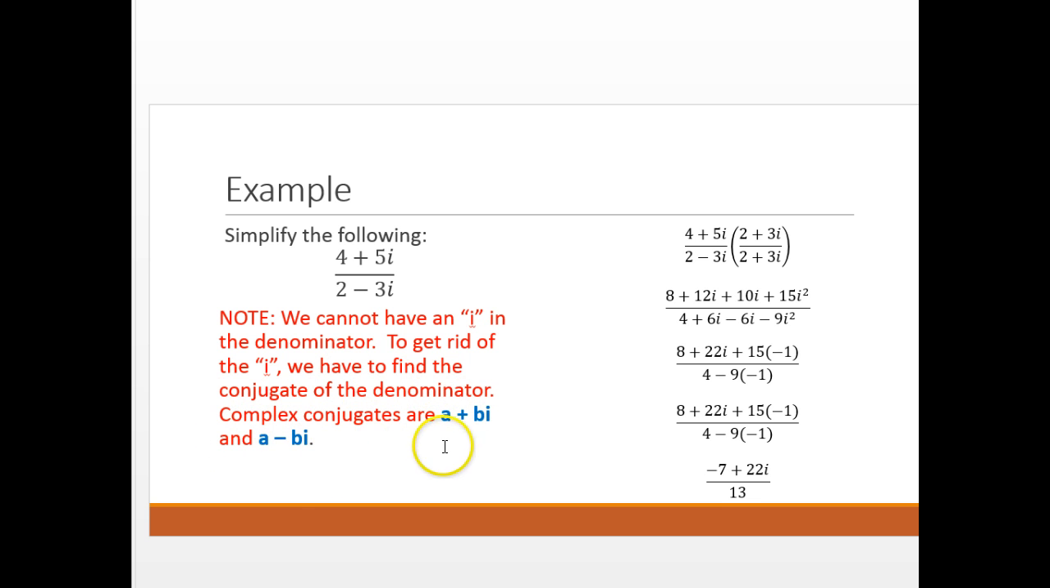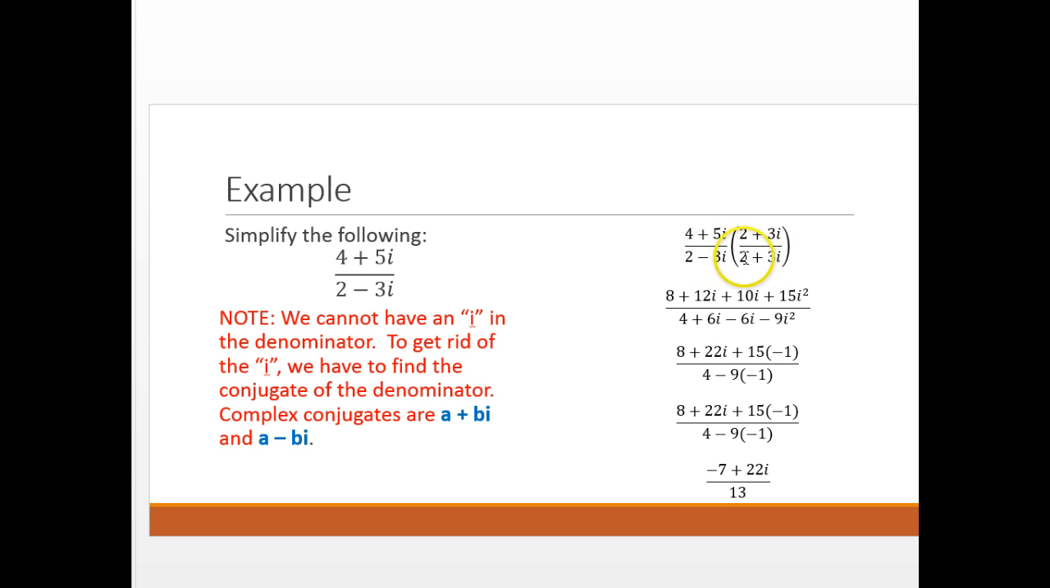And we'll apply complex conjugates to get rid of the i in the denominator. So I'm going to start off with (4 plus 5i) over (2 minus 3i). What I'm going to do is just focus on the denominator. And 2 minus 3i has a conjugate of 2 plus 3i. So I'm going to multiply the numerator and the denominator by 2 plus 3i. The reason I'm going to do that is I can multiply anything by 1 and not change its value. So (2 plus 3i) over (2 plus 3i) is just 1. And I want the conjugate of the denominator because I want to get rid of the i in the denominator.